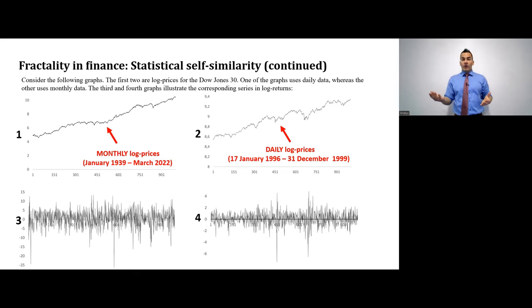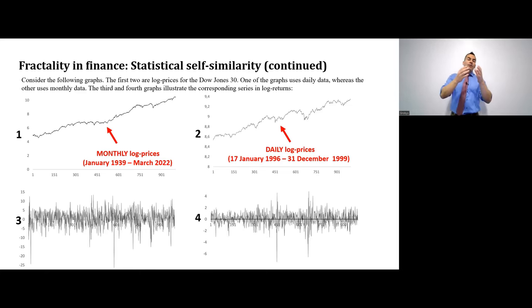On the right-hand side, however, the scale is moving from 8.5 in the beginning. Of course, we have rising prices, so 8.5 until 9.2. So the moving range is much less for daily data, and it must be like that, obviously. It's much less for daily data as opposed to monthly data. The moves in monthly data have a much higher range than for daily data, though the pattern looks the same.